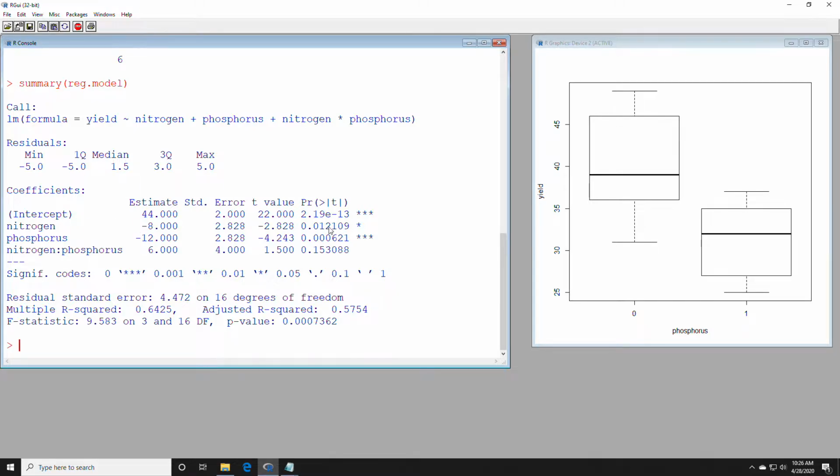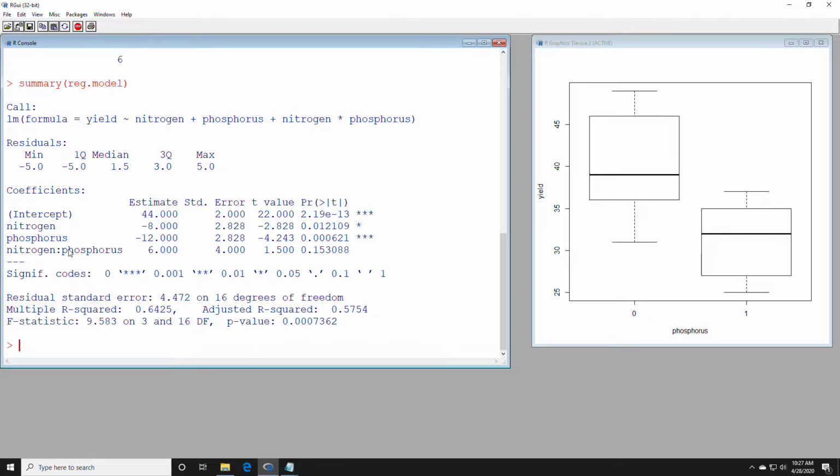Okay, let's go ahead and just use our generic 0.05. Right, these two are less than 0.05, indicating that it looks like nitrogen and phosphorus are needed in the model. But the p-value for nitrogen and phosphorus is higher, right? It's higher than 0.05, indicating that this interaction does not appear to be needed in the model. Okay? So if you are trying to see whether the interaction is needed or not, one thing you can immediately see is if you see a high p-value, you basically have evidence that the interaction is not needed.